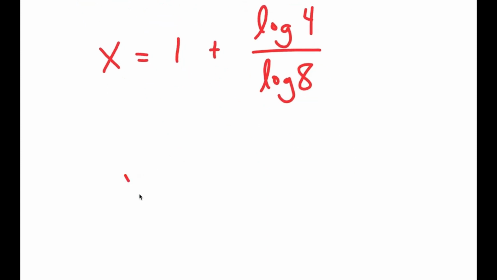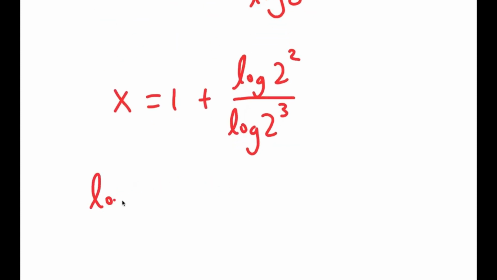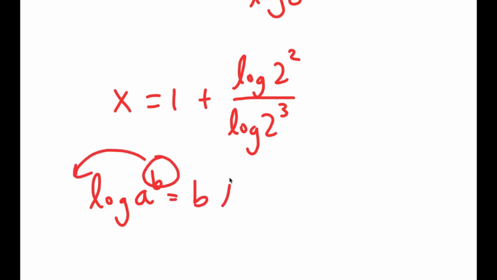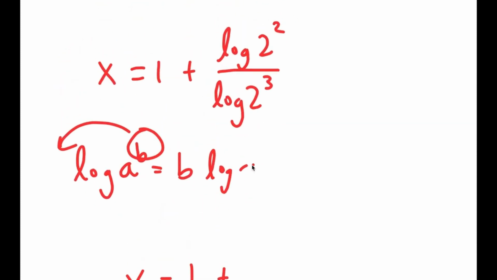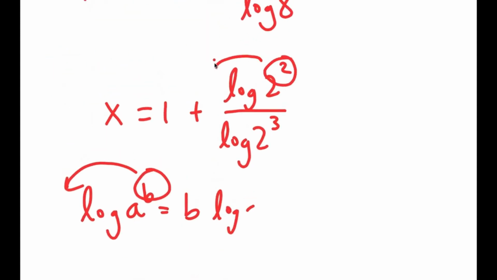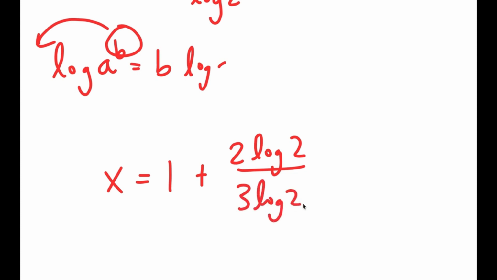Now, log of 4 is the same thing as log of 2 squared, and log of 8 is the same thing as log of 2 to the power of 3. So now if I have something in the form log of a to the power of b, again, I can move b to the front, so it's going to be b times log a. So that's exactly what I'm going to do with both of these. So I get x is equal to 1 plus, I can move the 2 to the front, so 2 times log 2 over the same thing with 3, so 3 times log 2.